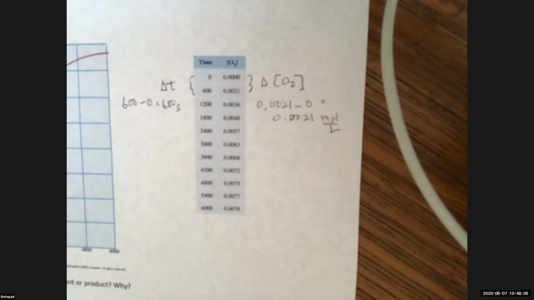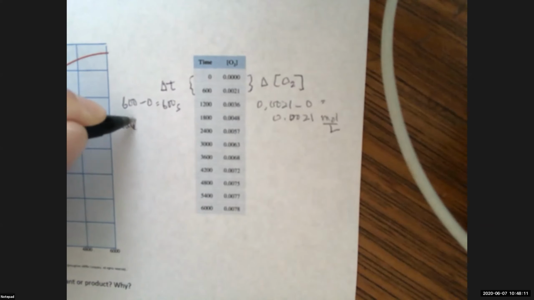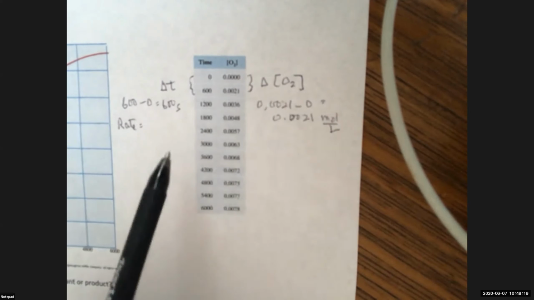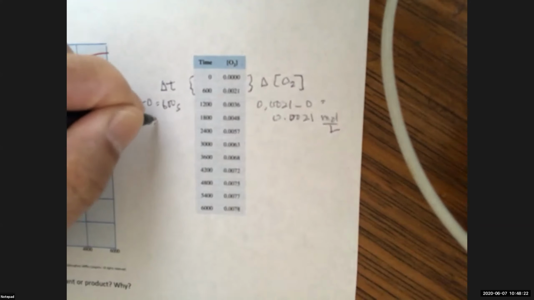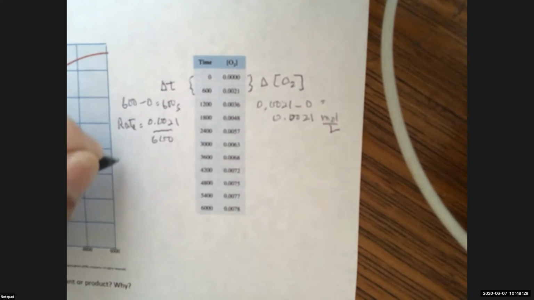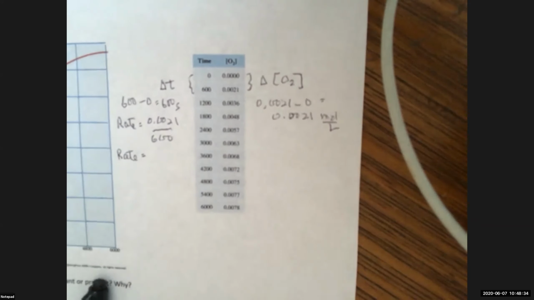And so our rate for that time interval, remember, is going to be the change in oxygen concentration divided by the change in time. So we're going to have 0.0021 divided by 600. So our average rate, I'm going to use my calculator here, is 0.0021 divided by 600. And that comes out to be 3.5 times 10 to the minus 6.